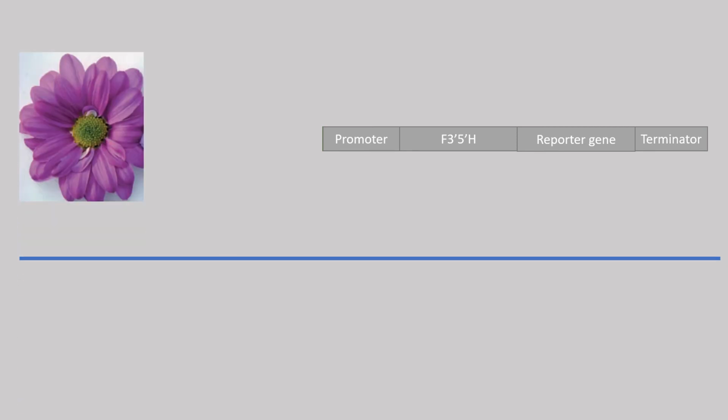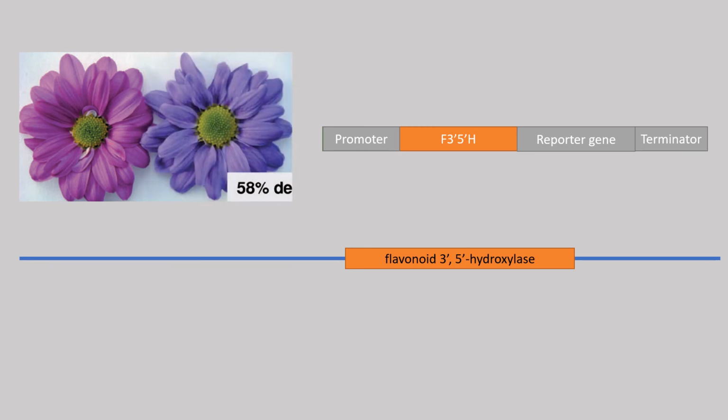Another genetically engineered horticultural plant is the blue chrysanthemum. By inserting the flavonoid 3', 5' hydroxylase gene in the chrysanthemum genome, the production of blue anthocyanin is increased by 60% as the result of the activity of this enzyme. This produces blue flowers.